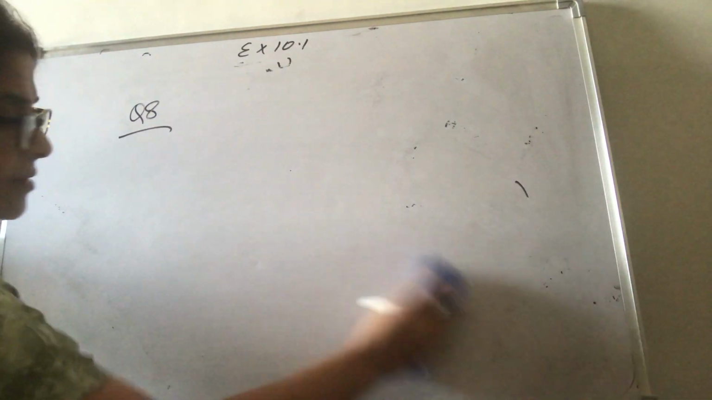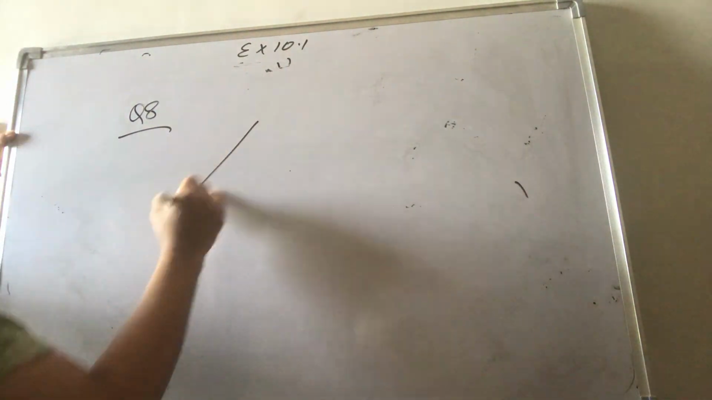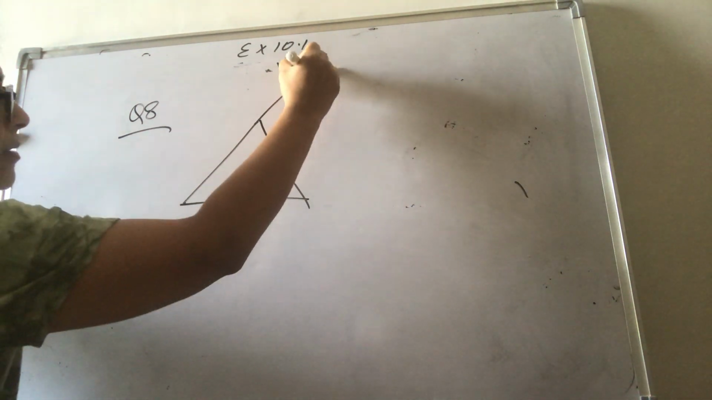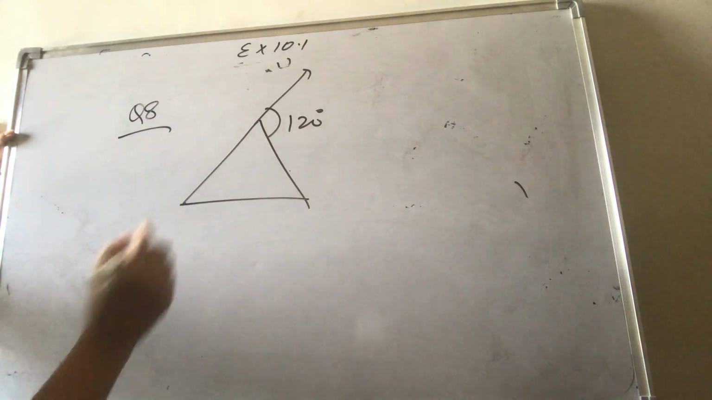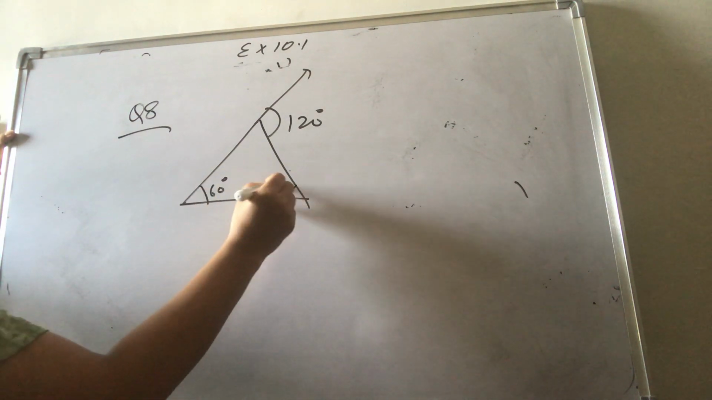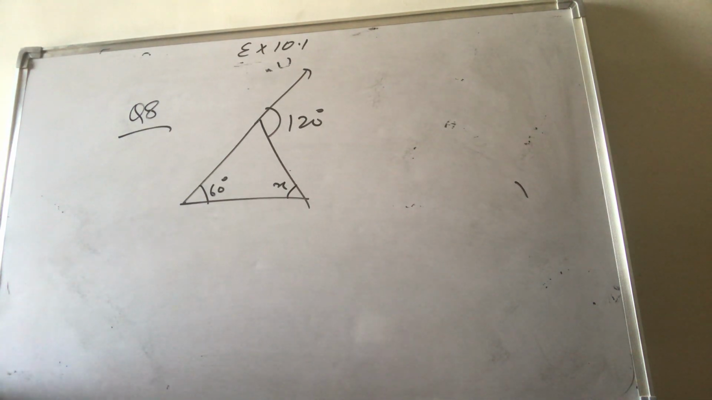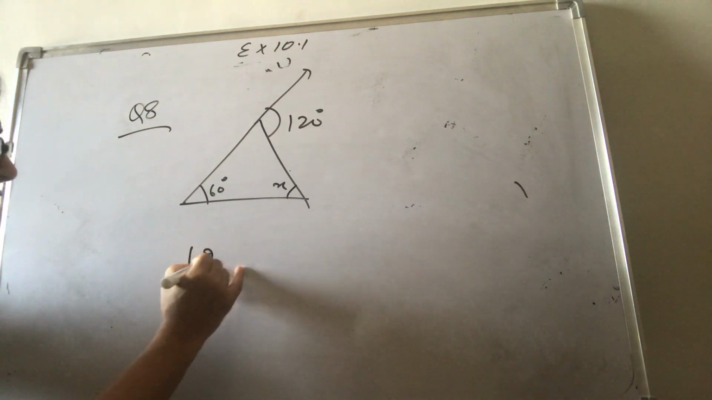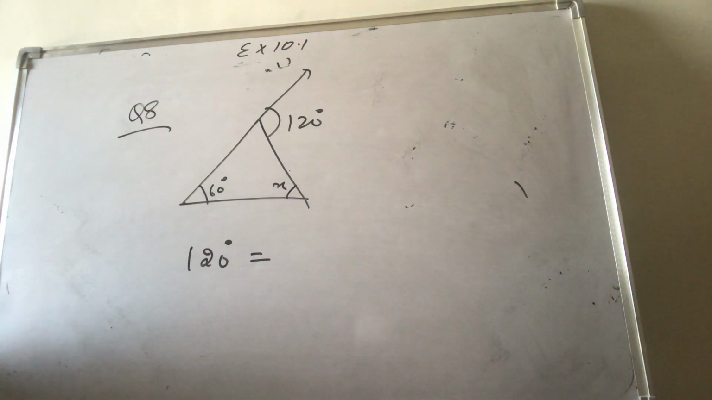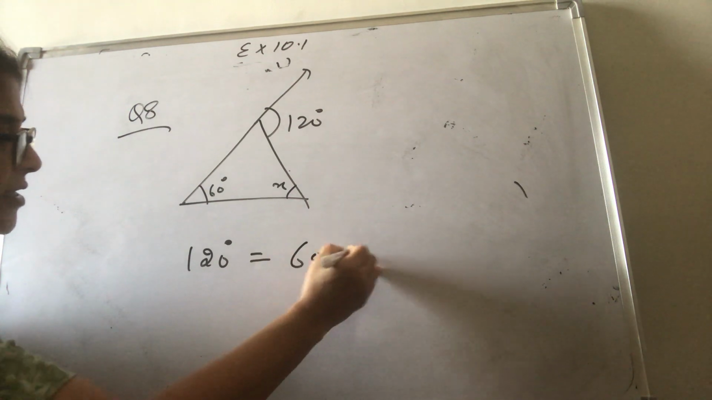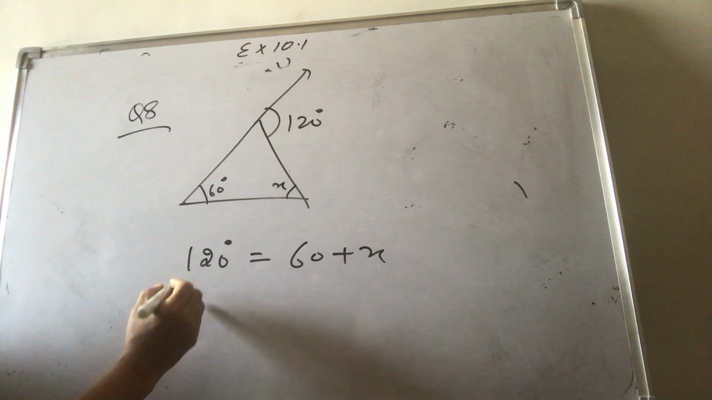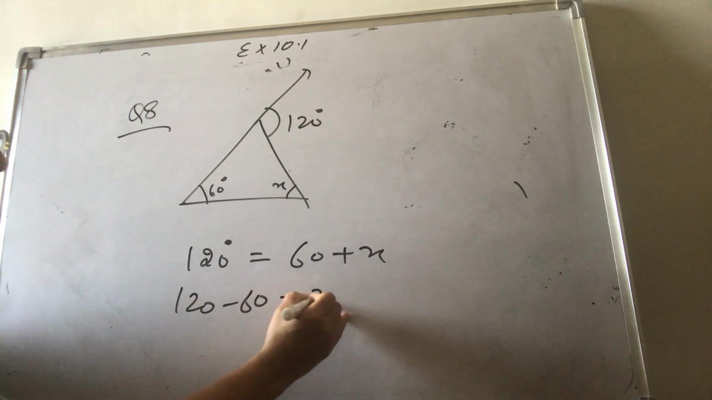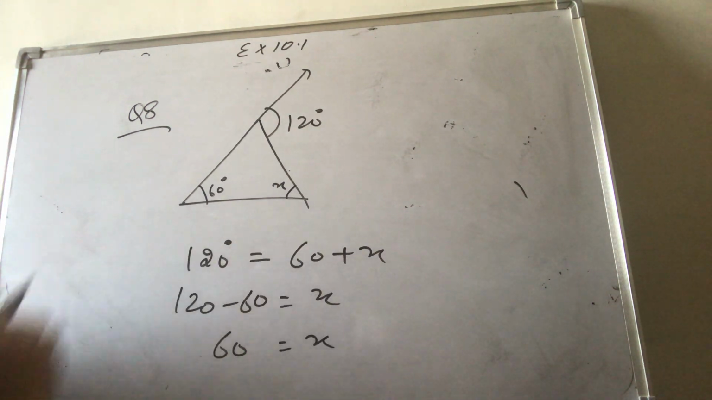In the B part, we are given the value of the exterior angle, that is 120 degree. Two interior angles are also given, 60 degree and x. We have to find out the value of x. Now we know that the exterior angle is equal to the sum of two interior opposite angles, that is 60 plus x. From here we will find the value of x. That 60 will go to the left side and it will be subtracted. 120 minus 60 is x, so the value of x will be 60 degree.